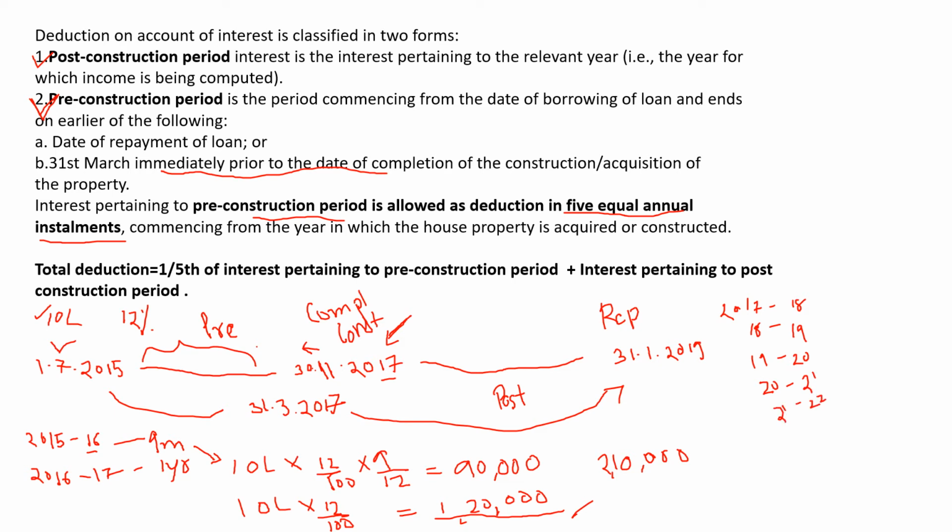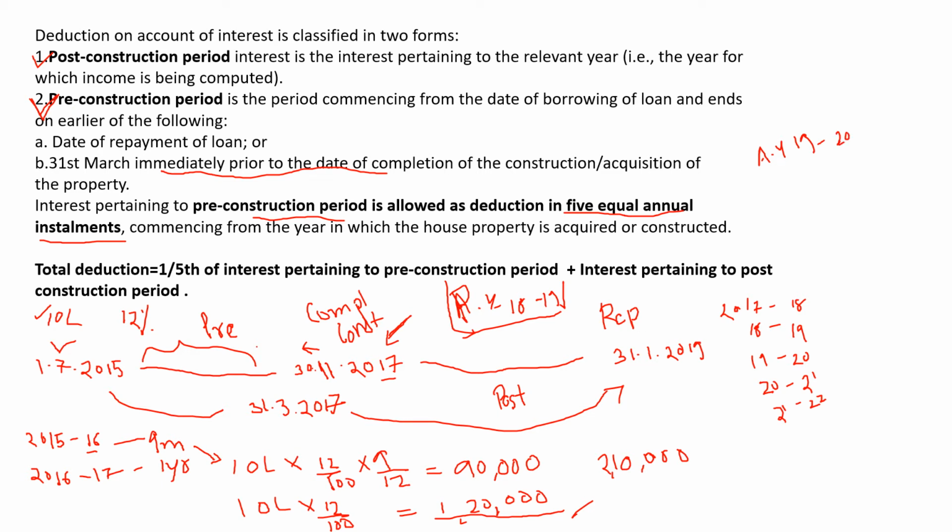Yes, for 5 installments. So this question is for assessment year 2018-19. For the previous year 18-19 we will be calculating the pre-construction and the post-construction period interest. If the previous year is 2018-19, we will be taking the assessment year as 19-20.